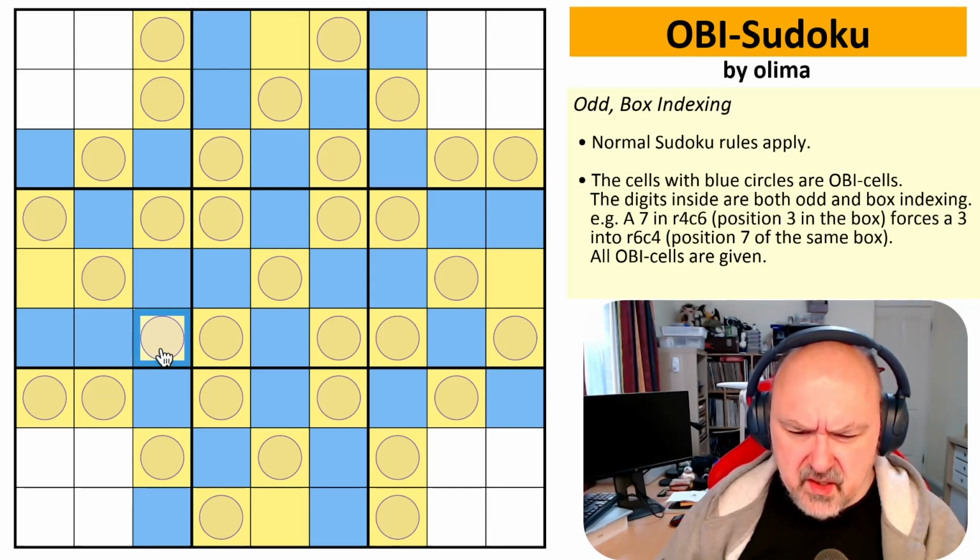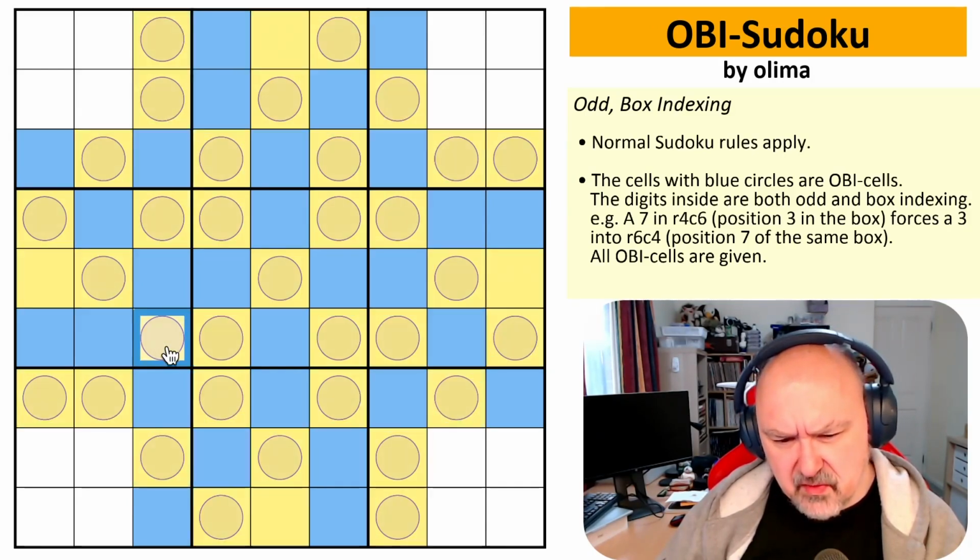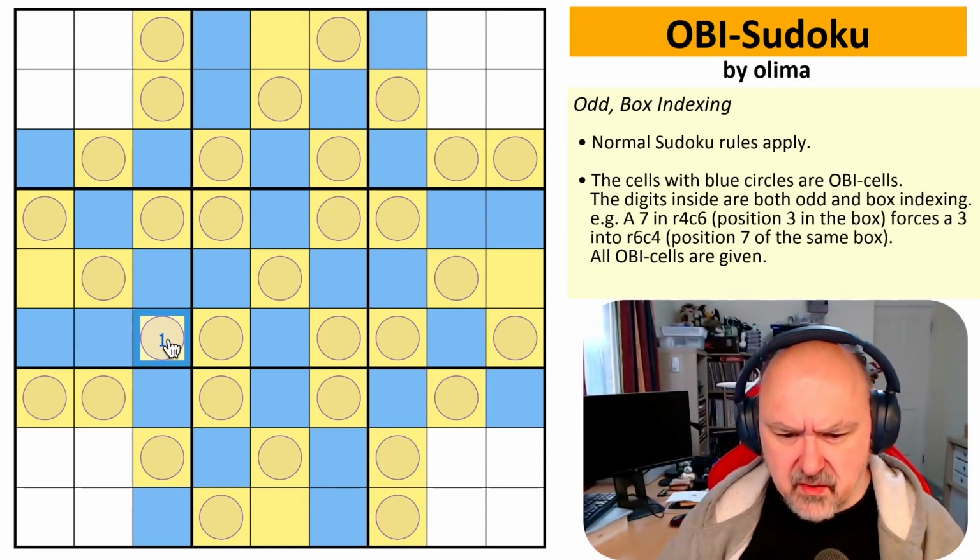So what can I put in here? I could put 1 and have those bounce off each other. I could put 3 and have those bounce off each other. I could put 5 and have those bounce off each other. I can't put 7 because that would make that a 9 and that's not going to work. So this is basically 1, 3, 5 or 9.